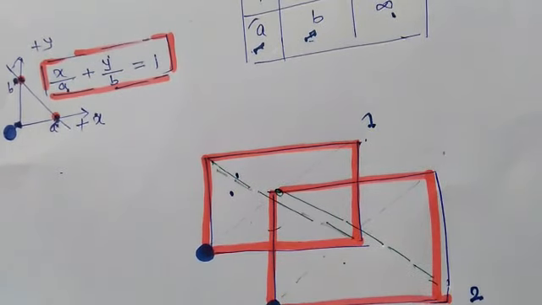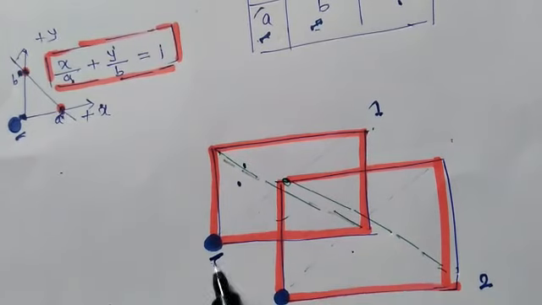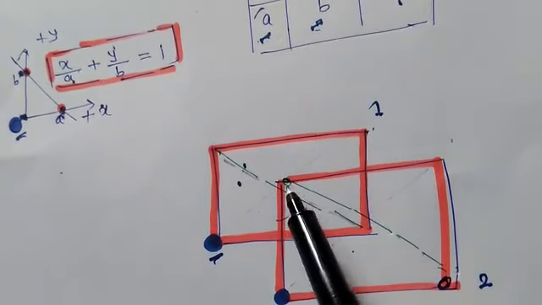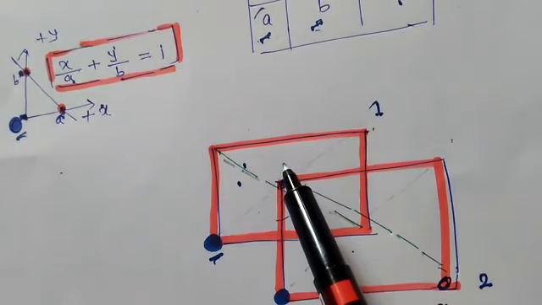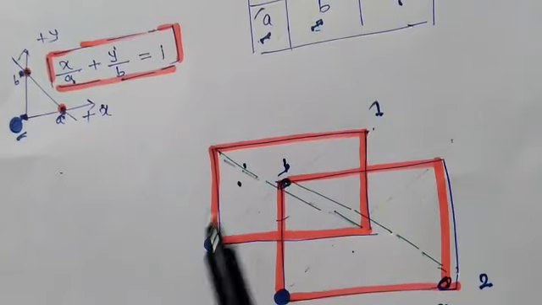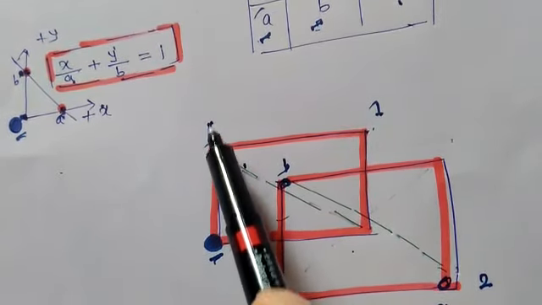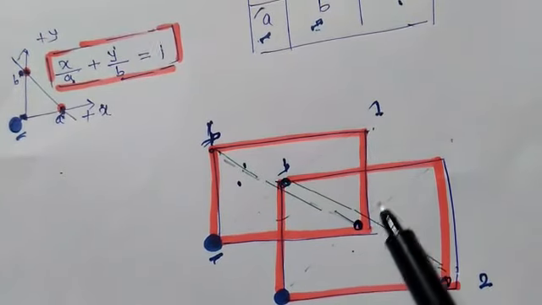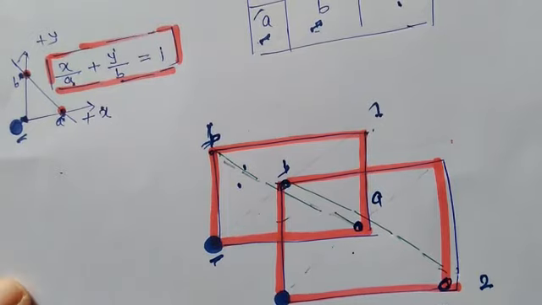And you already selected this as the origin. So here this is the origin, this is the origin, and the intercept value is this. Here the intercept value is a, and here this intercept value is b. This intercept value is b, and this intercept value is a. So here you get two parallel planes.